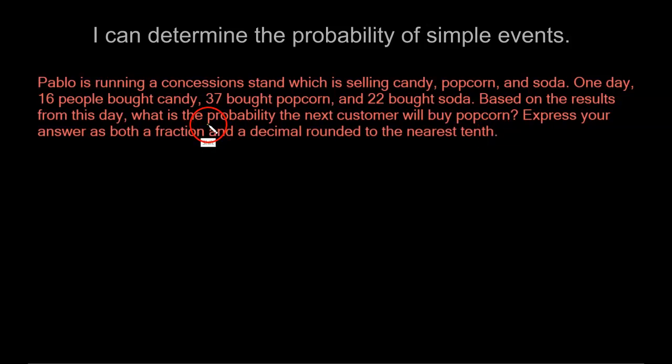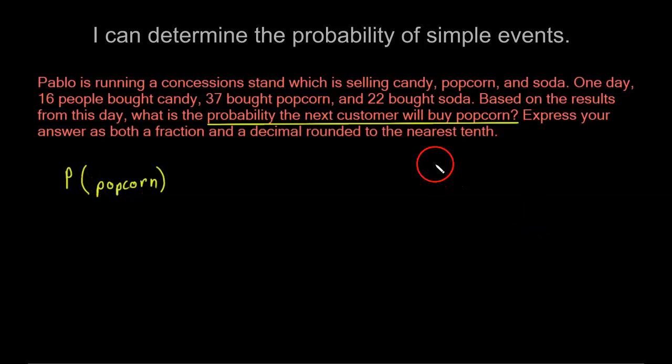So we're looking for the probability the next customer will buy popcorn. I'm going to underline this really quick just to highlight this information. This is what we are trying to find out, this probability. You're going to see this notated as P of, and you usually put something in parentheses. There's the probability of popcorn.